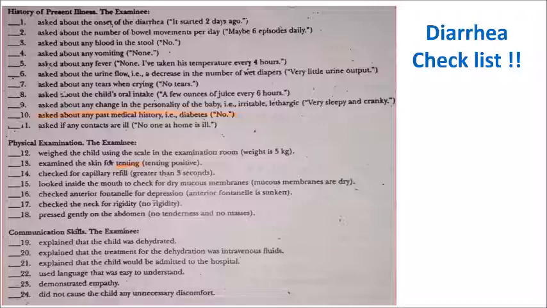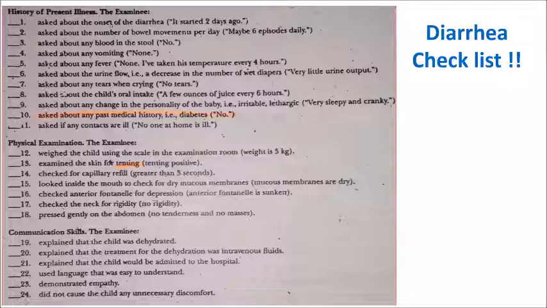In the physical examination, we divide the examination into two parts, the general physical examination and the specific physical examination. But here the baby has diarrhea, so it is the GI tract. In points 12 up to 18, you will find the local examination, meaning, for example, the tenderness of the abdomen.